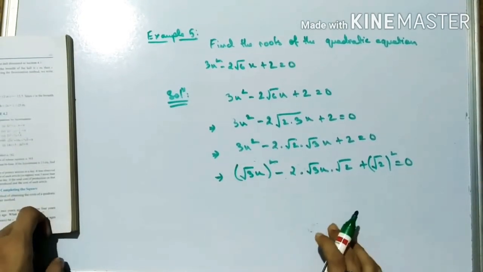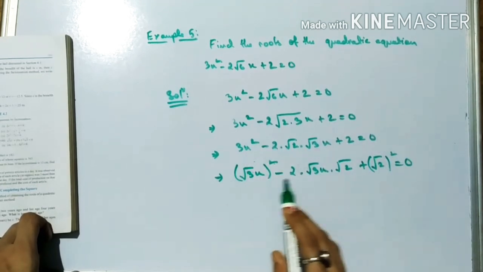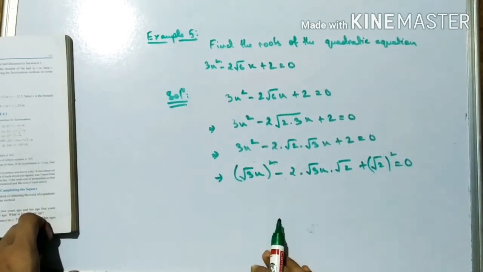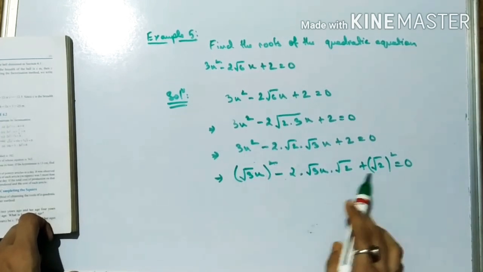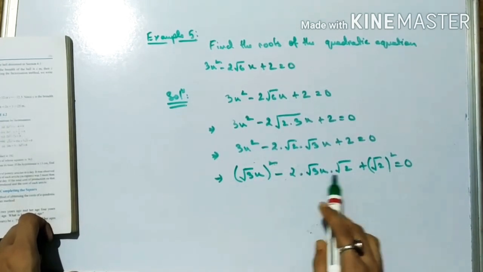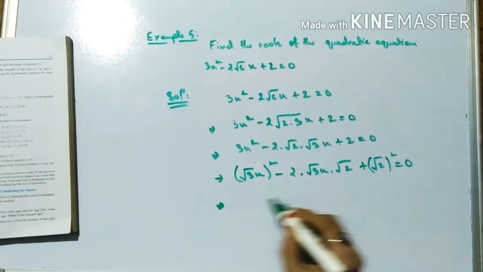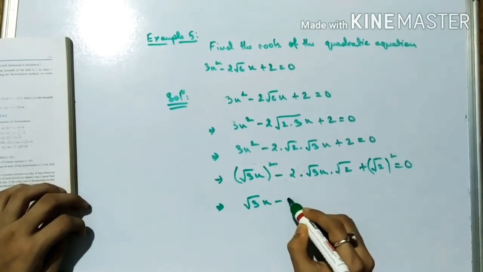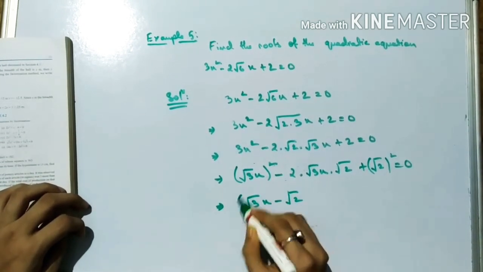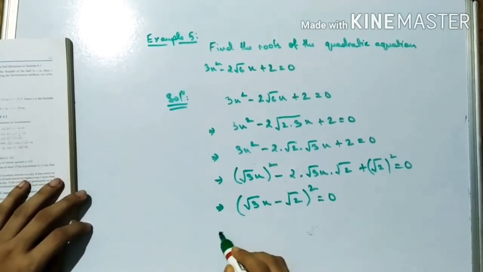Understood? Now you see this whole thing came in the form of (a - b) the whole square, that is a² - 2ab + b². So this whole thing I can write as (√3x - √2) the whole square is equals to 0.